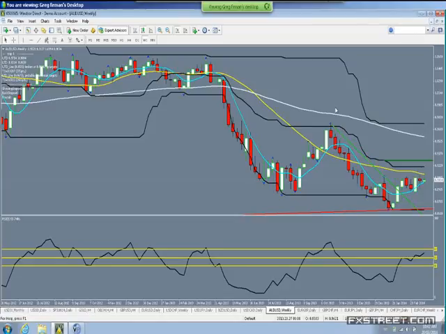What I want to do is make sure that everybody has a pretty good understanding of the importance of supply and demand, the importance of keeping your analysis relatively simple without complicating your charts.